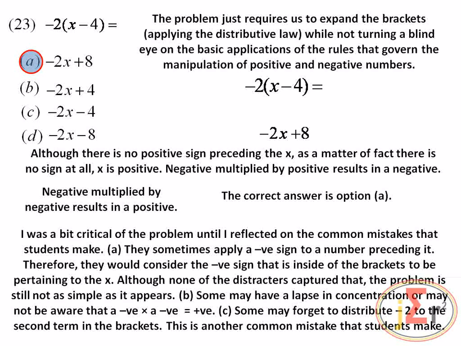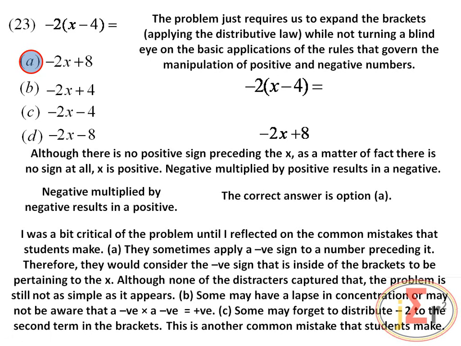B. Some may have a lapse in concentration or may not be aware that a negative multiplied by a negative is equal to a positive, which is what we have here. Negative multiplied by negative is positive. Some candidates may not make that calculation correctly, probably by a lapse of concentration, or they are a little bit off in applying the distributive law.